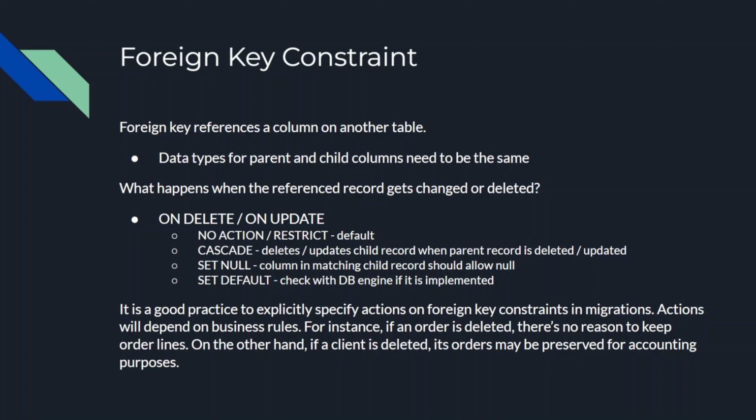No action, restrict. The default behavior prevents any action that would destroy links between tables. Cascade deletes or updates the child record when the parent record is deleted or updated. Set null allows the column in the matching child record to be set to null when the parent record is deleted or updated. Set default sets a default value in the column if no value is specified when the parent record is deleted or updated.